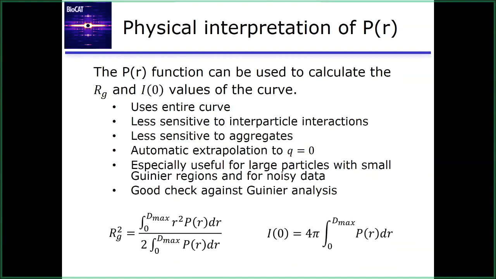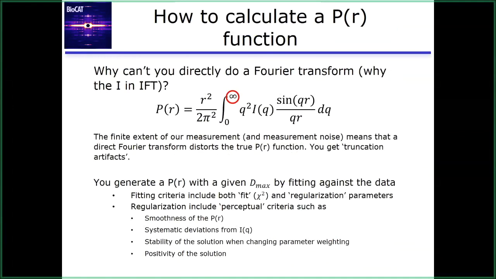There's a lot of information contained in the P of R function, but I haven't yet actually told you how to calculate the P of R function, which might be useful. The first question you might ask is, why can't you just directly do the Fourier transform? We have the equation. Why don't we just do the math and get a result? Why do we need the I in the IFT, the indirect? And the answer is this troublesome infinity again.